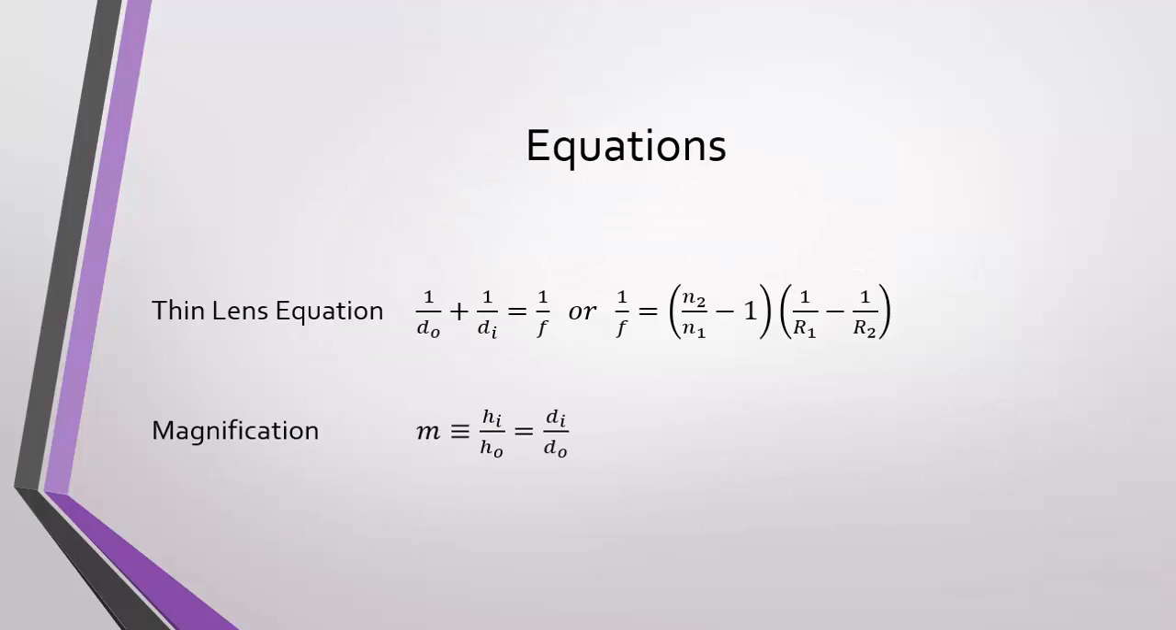Couple equations for thin lenses. You've got 1 over the object distance plus 1 over the image distance is 1 over the focal length. Or you can rewrite this equation to completely rely on the indexes of refraction and the radiuses of curvature. And this is helpful if you're actually dealing with eyeglasses, because you don't have to deal with the image and object distances. And then the magnification equation is going to be the height of the image over the height of the object is equal to the ratio of the image and object distances. Very similar to our mirrors.